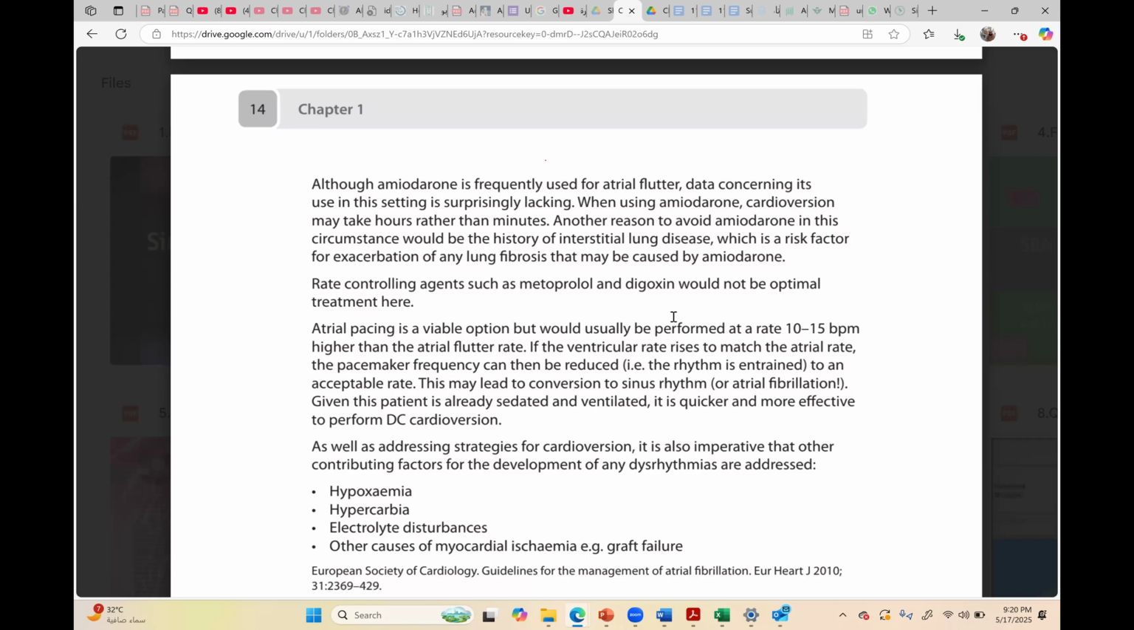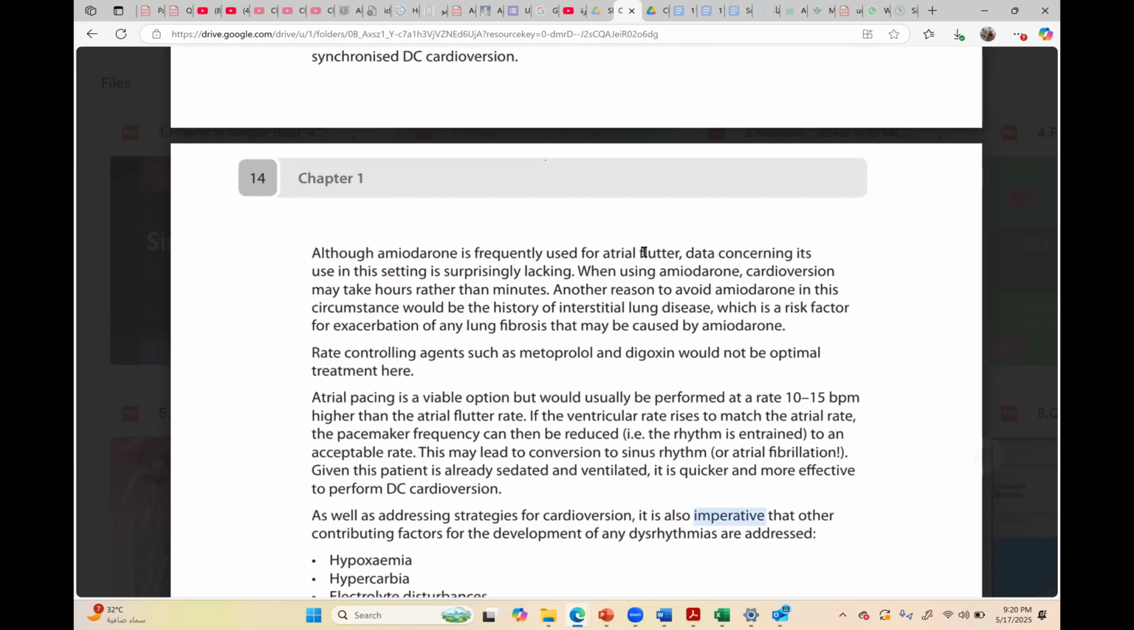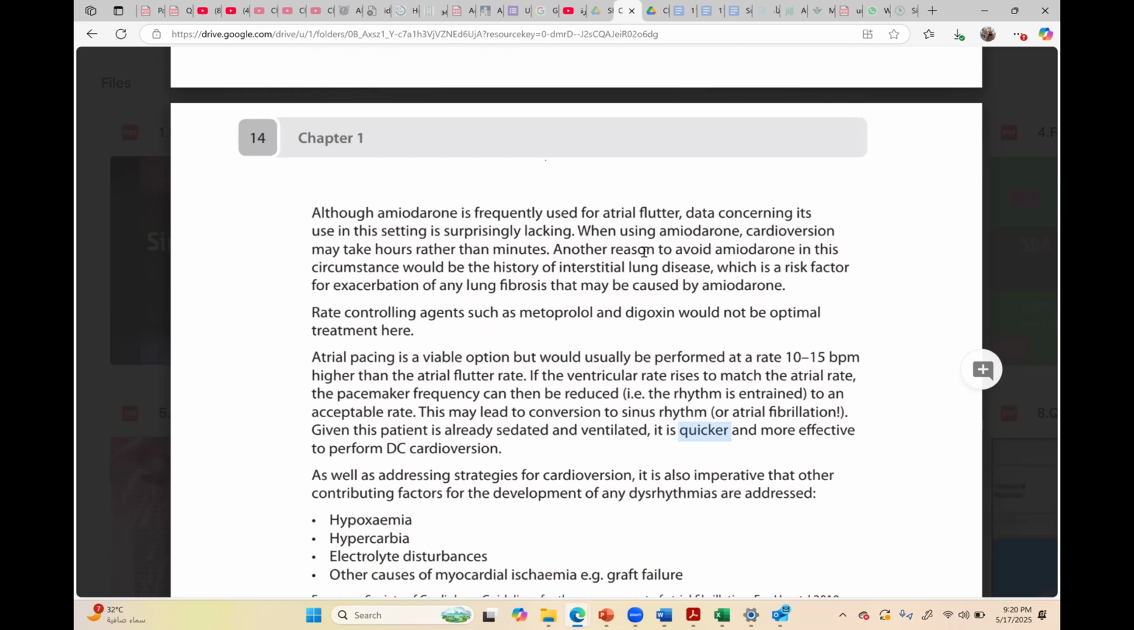As well as addressing strategies for cardioversion, it is also imperative that other contributing factors for the development of any dysrhythmias are addressed: hypoxia, hypercarbia, electrolyte imbalance, and other causes of myocardial ischemia, including the surgical cause. Okay, so you see that's how there are so many things which you can learn from this MCQ.